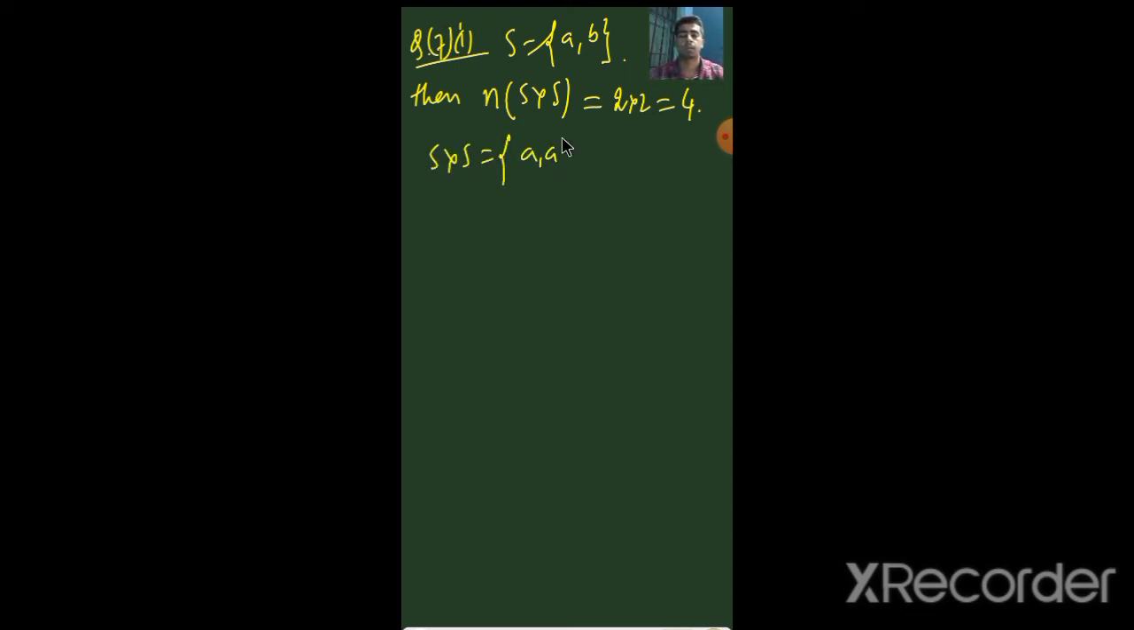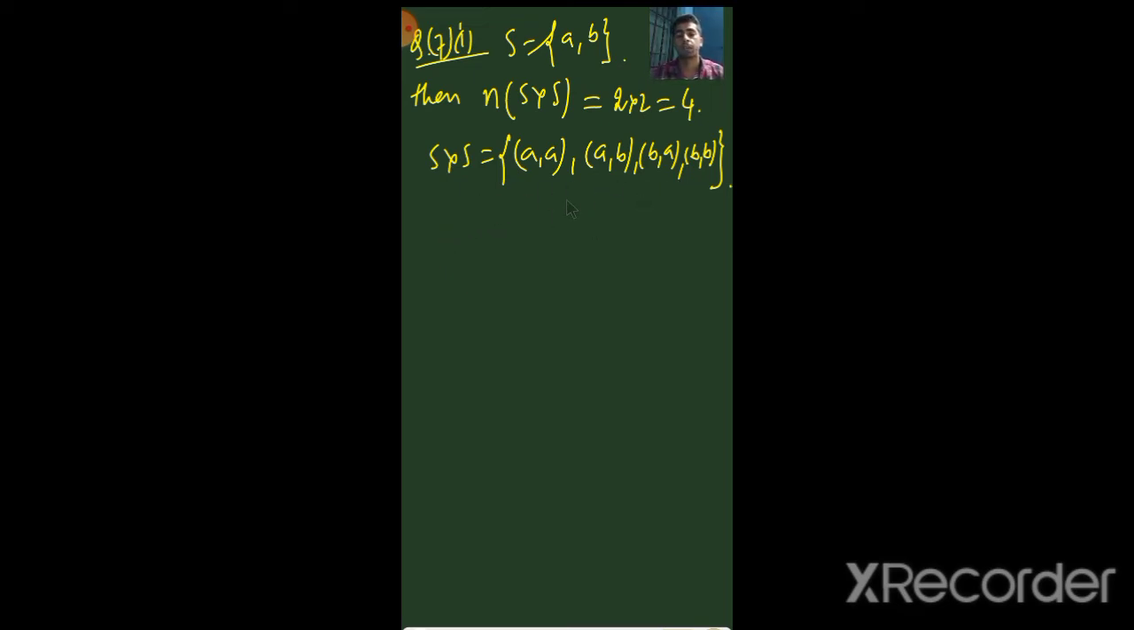Suppose the elements of S are A, B. S contains two elements. Then the number of elements of S cross S is 2 into 2, which equals 4. And S cross S is given by (A, A), (A, B), (B, A), and (B, B). The elements of S cross S are these.